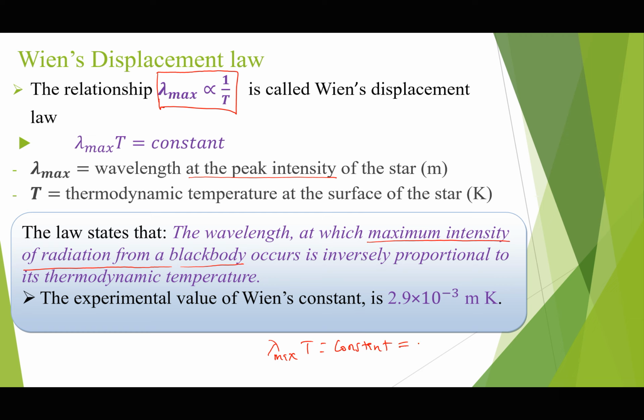Experiments have shown that the value of this constant is about 2.9 times 10 to the power of minus 3. Because lambda is in meters and temperature is in Kelvin, the unit is meter Kelvin. Now, this constant you will not find in the list of constants, even if you are doing OCR or Cambridge, but many times when you multiply the temperature and the wavelength at maximum intensity, the product will be approximately 2.9 times 10 to the power of minus 3 meter Kelvin. This is what we call Wien's constant.